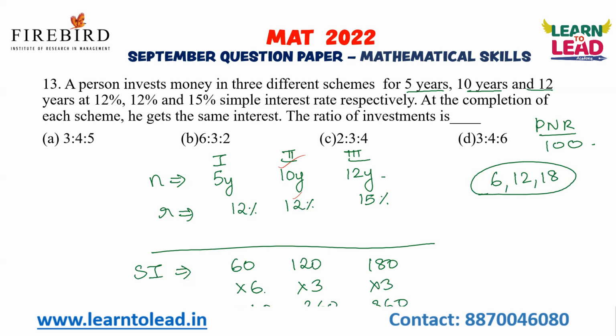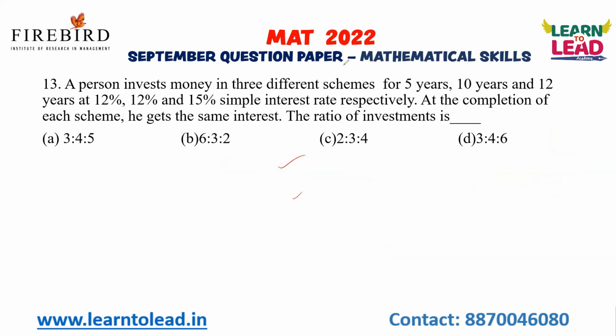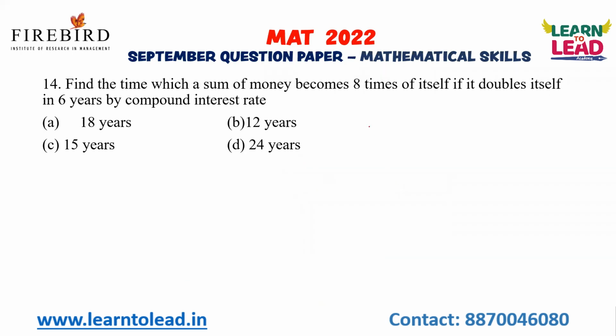So now you all will get the same amount and the same simple interest, right? So the investment should be in the ratio 6:3:2 in order to get the same simple interest at the end of the 3 schemes. Okay. Now find the time in which money becomes 8 times. It is a question based on compound interest.